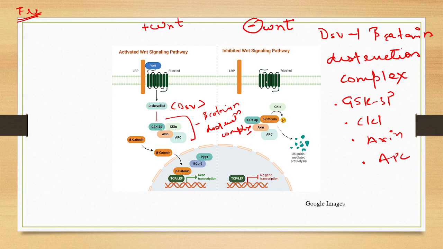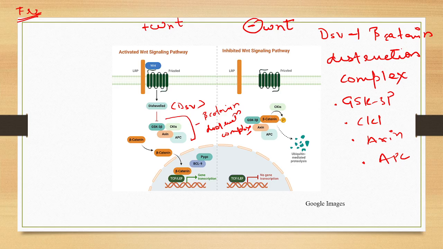In the absence of Wnt signaling, what happens? This beta catenin destruction complex phosphorylates the beta catenin, and this phosphorylation marks it for ubiquitination, and your beta catenin is degraded by ubiquitin mediated proteolysis. So the presence of Wnt will keep beta catenin intact, whereas when Wnt is absent, this beta catenin destruction complex will degrade your beta catenin.